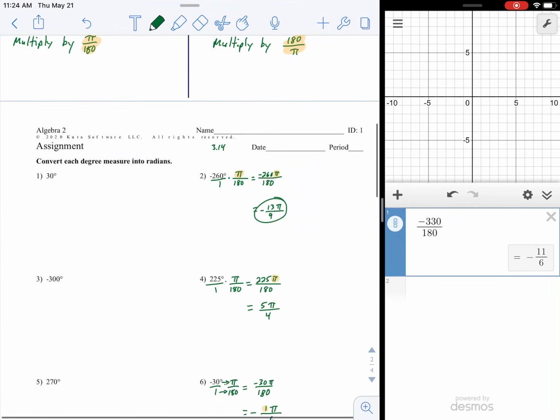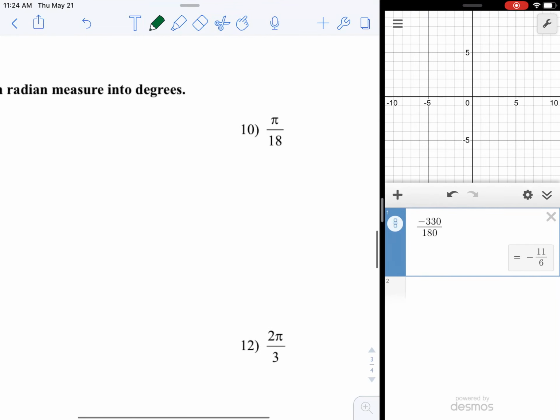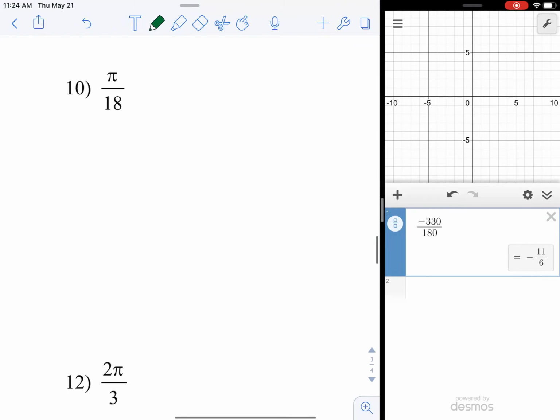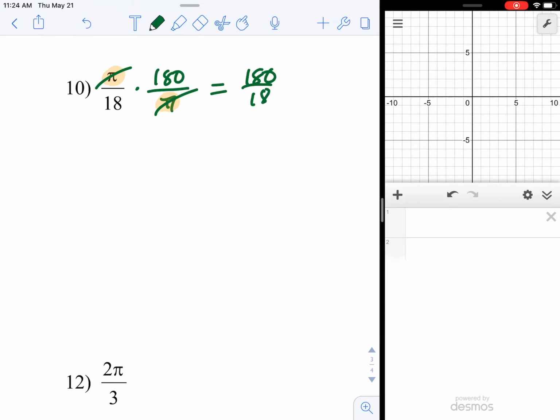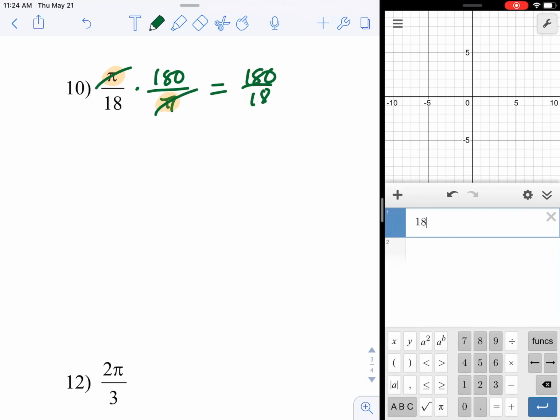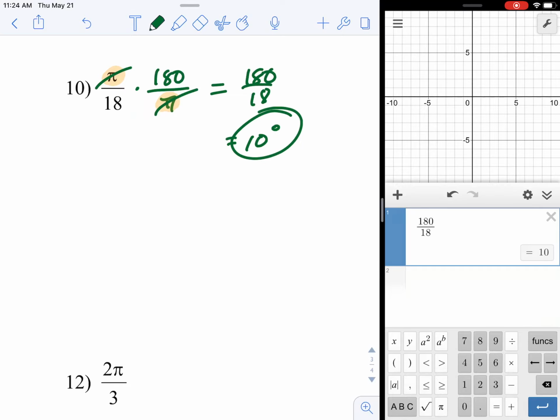Now let's look at the flip side. Convert radians to degrees. So the rule here is to multiply by 180 over pi. Now, the pi on top and the pi on bottom will always cross cancel. And that just leaves us with 180 over 18, which again, we can do on a calculator. 180 over 18, of course, is 10. Stick a little degree on there. 10 degrees is the answer.